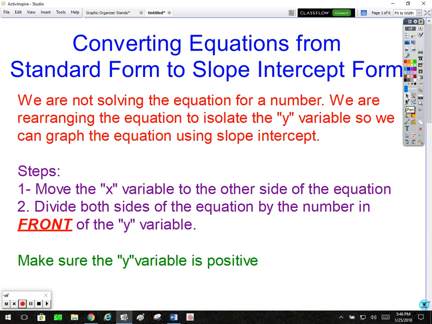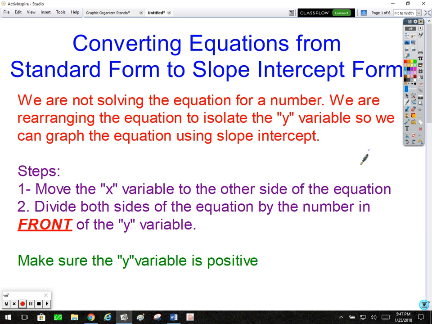Really there's only two steps to do this. You move the x variable on one side of the equation to the other side by adding or subtracting the opposite, and then divide both sides of the equation by the number in front of the y variable. The reason I highlighted the word front is that if it's a negative number, we want to divide by a negative number, because we always want to make sure that the y variable is positive so that it is in correct slope-intercept form.